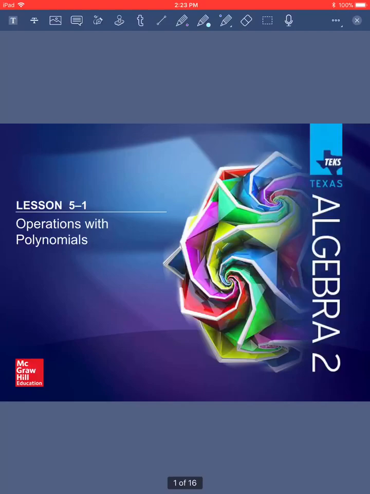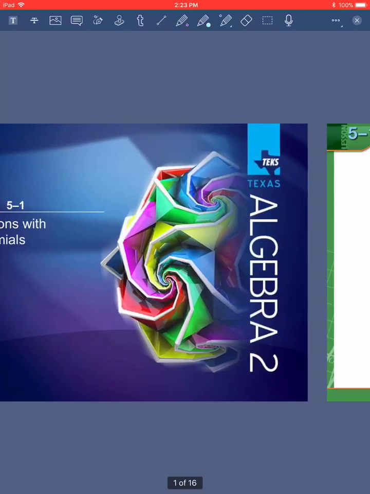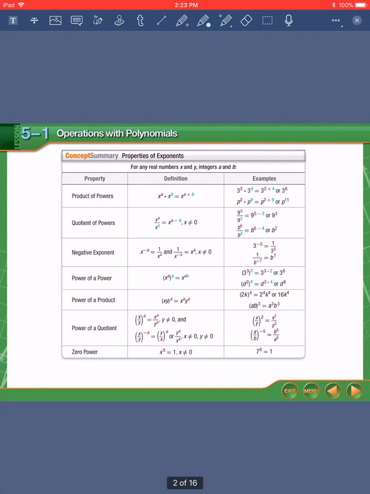Okay, so these notes are covering operations with polynomials. So this page here just has some properties. When you multiply two variables, you add together the exponents. When you divide, you subtract.